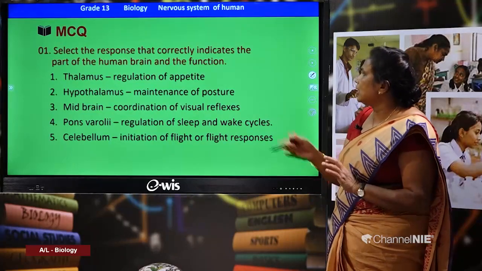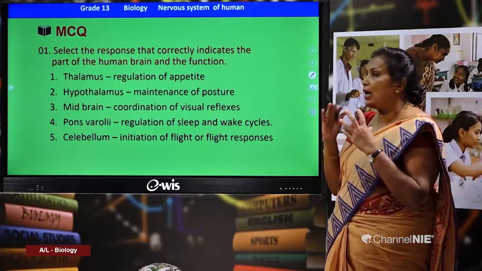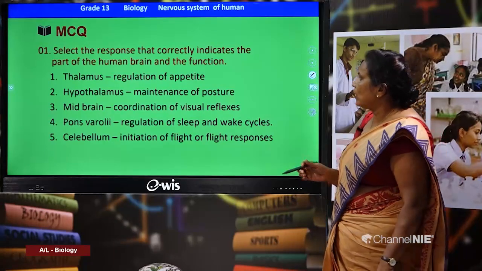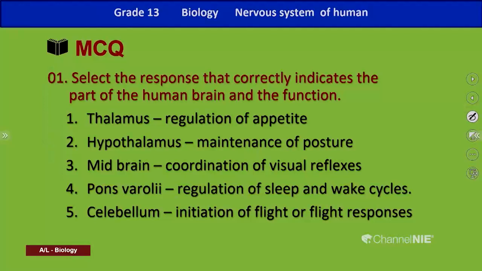First one, select the response that correctly indicates the part of the human brain and the function. If you go through the lesson properly and understood the structure and function, then it is not difficult to answer this question, right. Thalamus, regulation of appetite, that is done by the hypothalamus. Maintenance of posture is not a function of the hypothalamus, that is from the cerebellum, right.